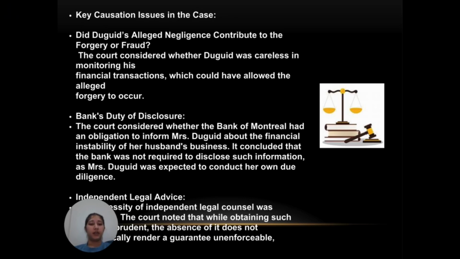Lastly, the court evaluated the importance of independent legal advice. While it is generally wise to seek such counsel, not having it does not automatically invalidate a guarantee, especially if the person involved is knowledgeable and acts voluntarily. Overall, the case revolved around issues of forgery, negligence, and the responsibilities of both the bank and Duguid in the context of contractual obligations and banking security laws.